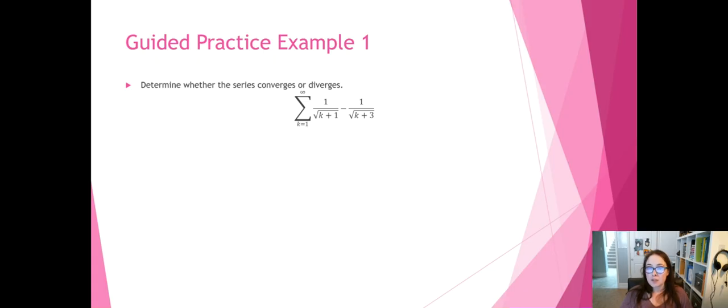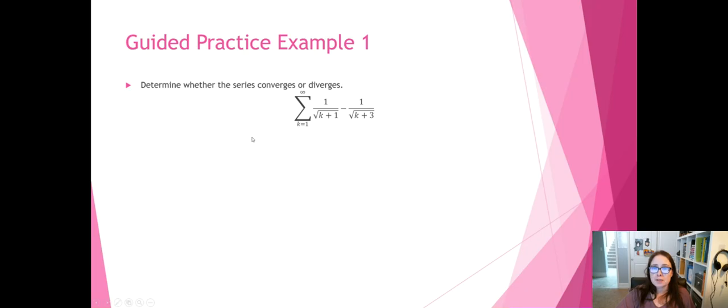So I have this series here. We want to determine whether this series converges or diverges. And it has the subtraction of two terms that look pretty similar to each other. There's just some different constants in here. So that is like the perfect setup for a telescoping series when I see that kind of thing happening.